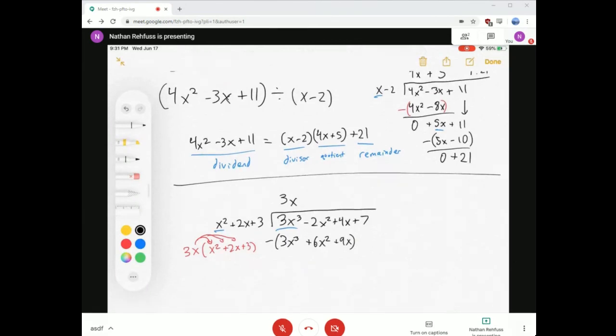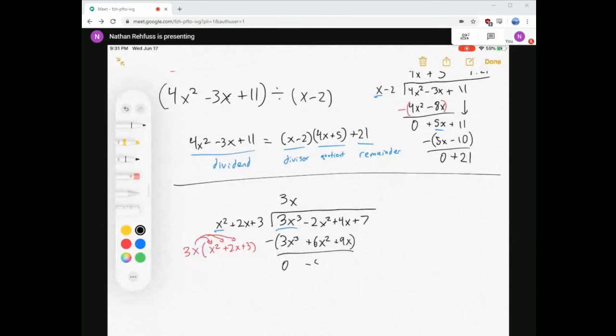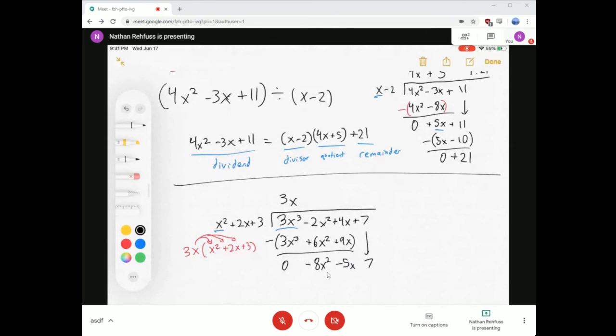So 3x cubed minus 3x cubed is nothing. Always have to get a 0 right there. If you don't get a 0 there, you've picked wrong. Negative 2 minus 6 is negative 8, and that's in the x squared's place. And 4 minus 9 is negative 5. All we have to do now is bring the 7 down. And now, here's what's left of your dividend.